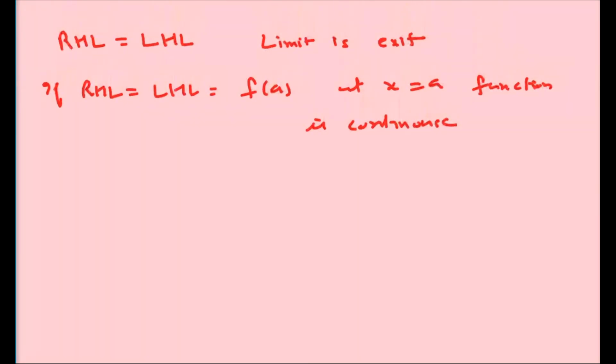Okay students, so RHL and LHL tell us that when they are equal, we can say the limit exists, and if it is also equal to f(a), then we can say the function is also continuous. So students, how will we find the limit? So there are so many processes. One is the calculation method, and second, you can also see here, in this way we can find RHL and LHL.